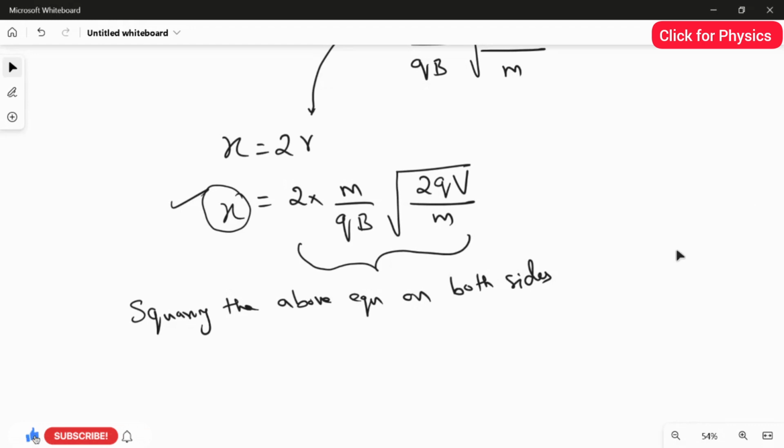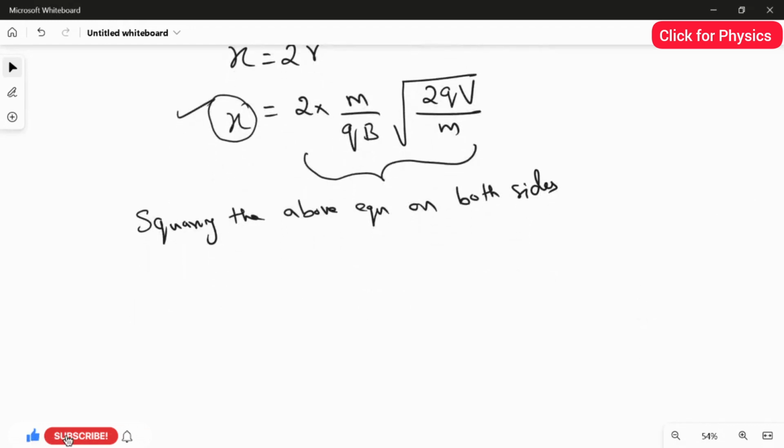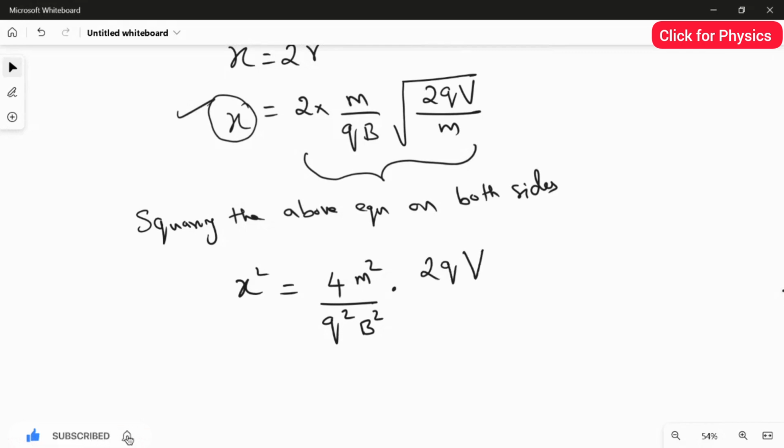So if you're squaring, what will you get? This becomes x squared, and this becomes 2, right? So 2 becomes 4, m becomes m squared, and at the bottom you have q squared and the magnetic field squared, and this square root will be gone. So what is remaining? 2q and the potential divided by mass.